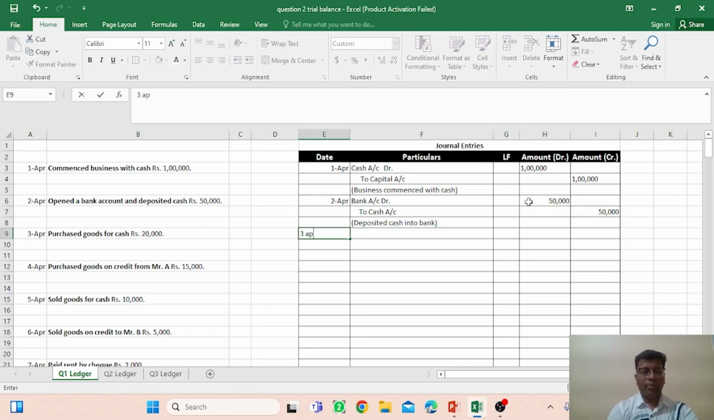And on 3rd April, there is another transaction: purchased goods for cash. This is a cash transaction. So purchase account debit, to cash account, and the narration is goods purchased for cash, right? Rupees 20,000.